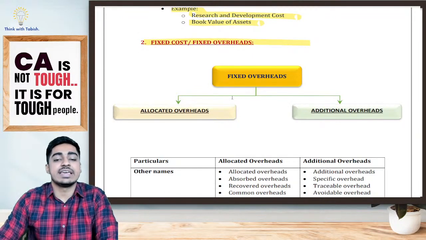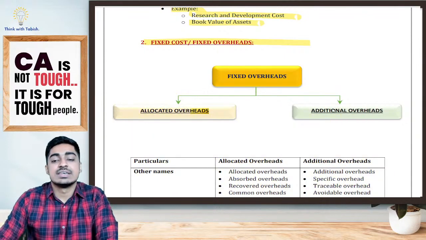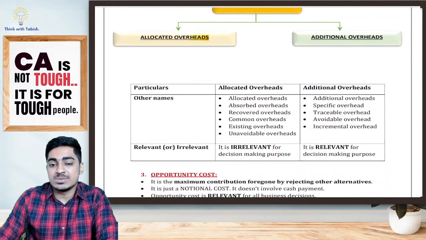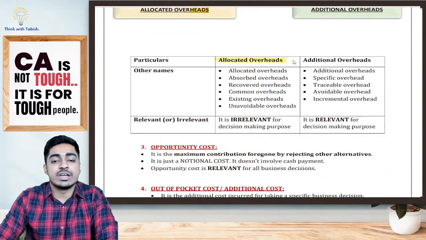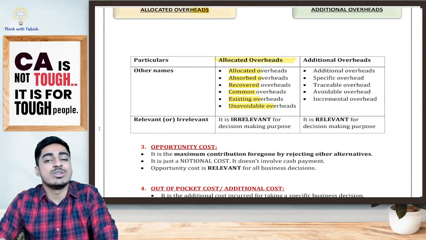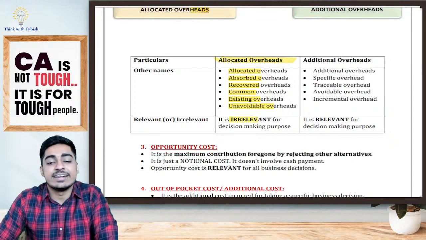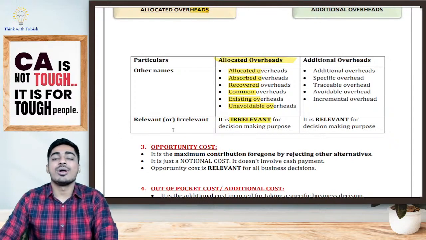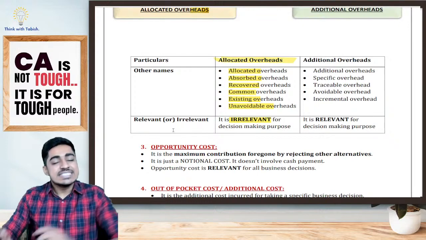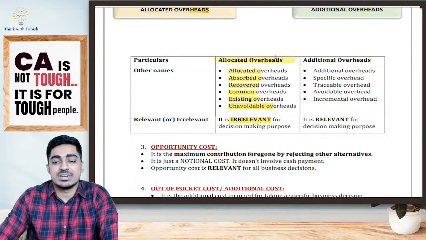Next, we have fixed cost or fixed overheads. Fixed overheads, again we have two bifurcations. First, we have the allocated overheads. Second, we have the additional overheads. Yes, the different names which the institute could use for allocated overheads: allocated, absorbed, recovered, common, existing, unavoidable. All these mean one and the same. Okay, yes, what is it? It is irrelevant for decision making. All the allocated overheads are the existing overhead, just that we have distributed it, so it is irrelevant for decision making.